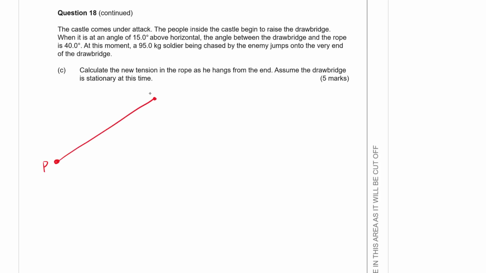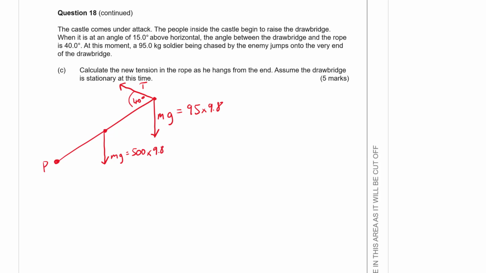We've got tension, and it's now saying the angle between the drawbridge and the rope is 40 degrees. So there's your tensional force, and that is now 40 degrees. Great. And it says the 95 kilogram soldier being chased jumps onto the very end of the drawbridge. So now there's another force acting down of the soldier, and that's his 95 kilos, so 95 times 9.8. And the drawbridge itself, of course, is now acting down, and that's equal to 500 times 9.8.